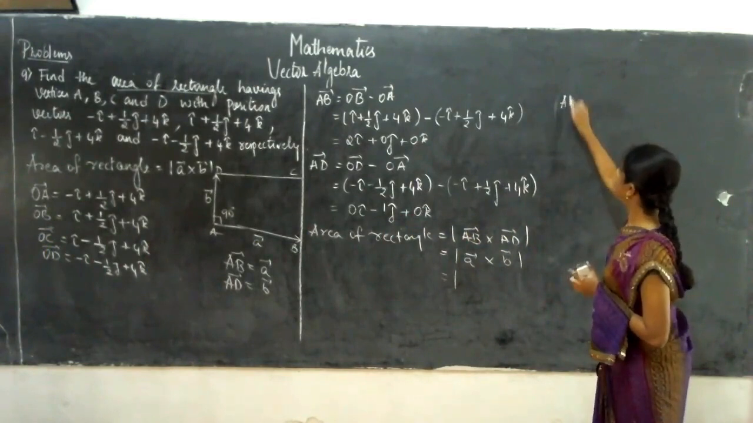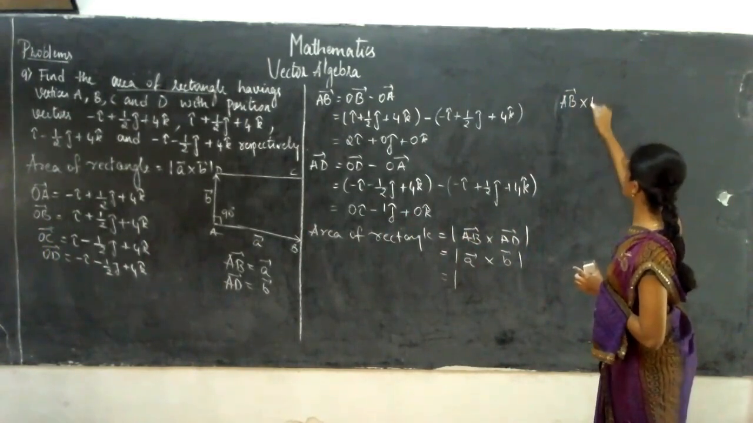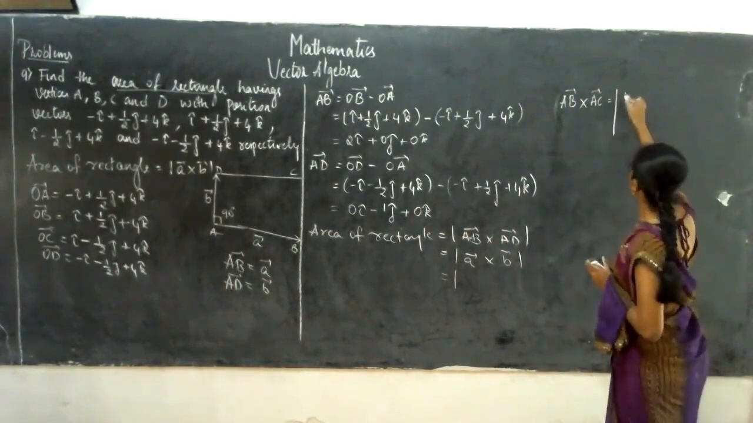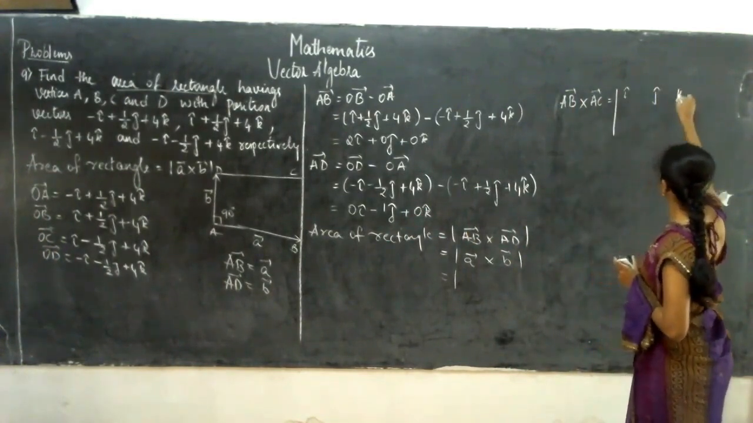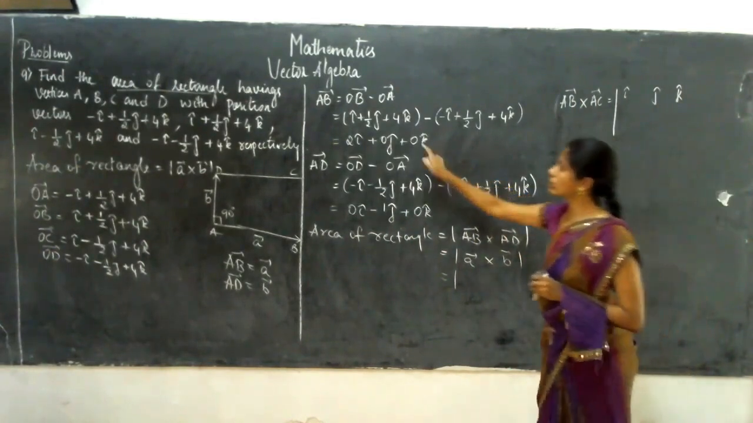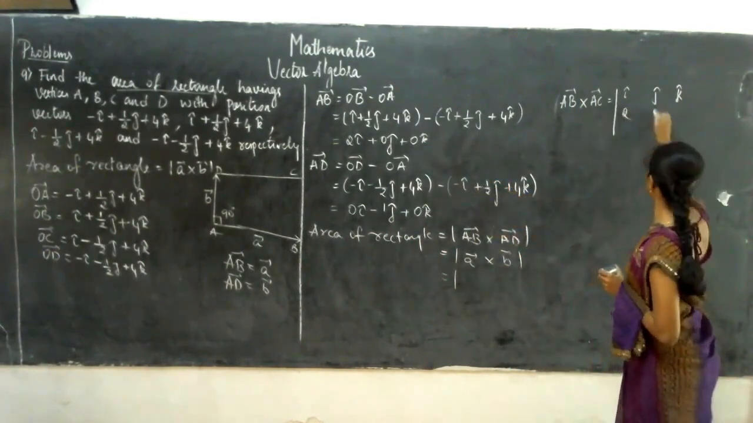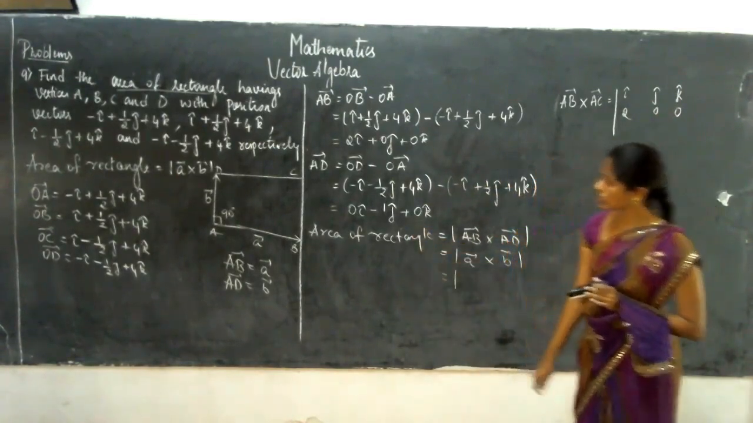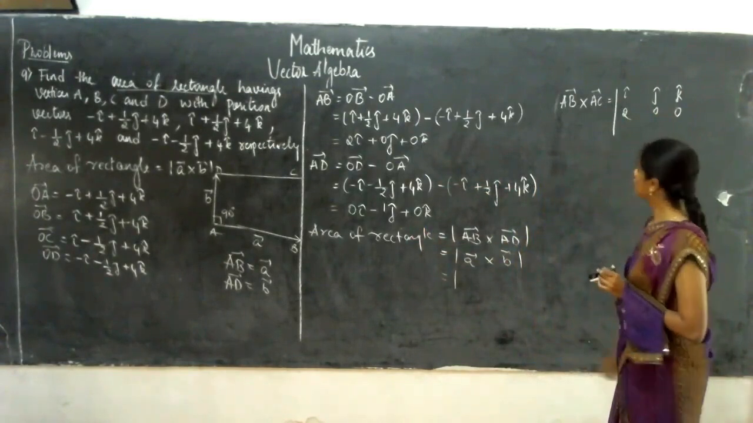So the cross product of vector AB cross vector AD is equal to the determinant of I, J, K. And in the second row, you need to write the scalar components of the first vector, which is 2, 0, 0. And in the third row, you should write the scalar components of the second vector.